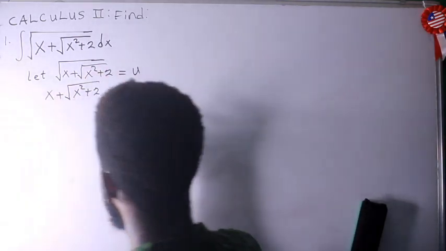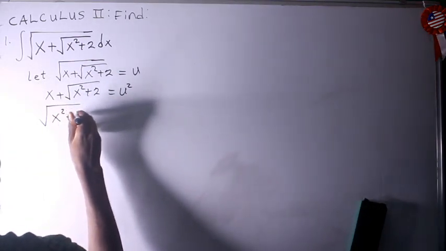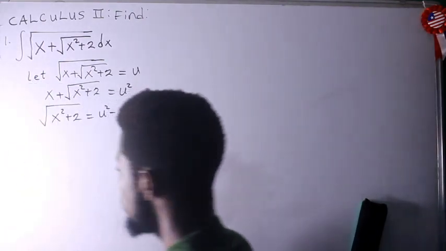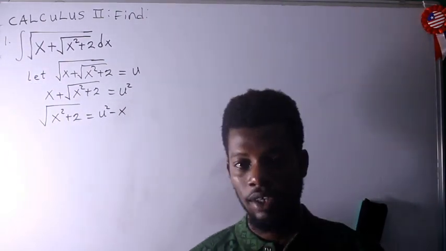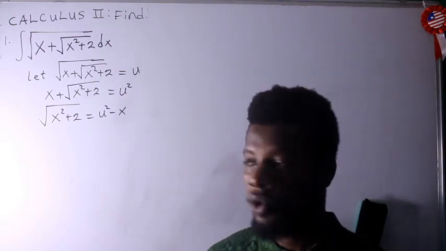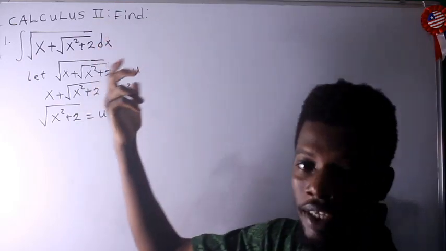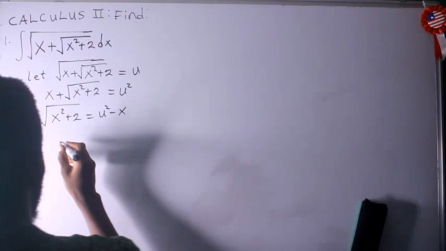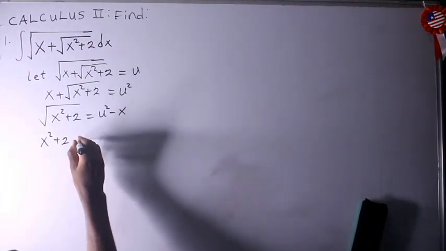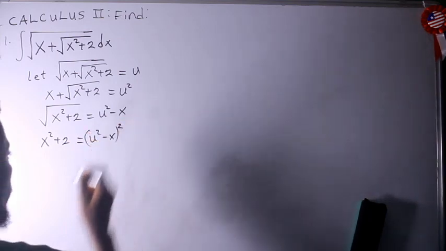So we send this x across, we have the square root of x squared plus 2 equals u squared minus x. Great. Once we do that, the next thing we could do is to square both sides again to get rid of this square root. Remember, our goal is to find dx. So we square both sides again. We have x squared plus 2 equals u squared minus x, all squared.